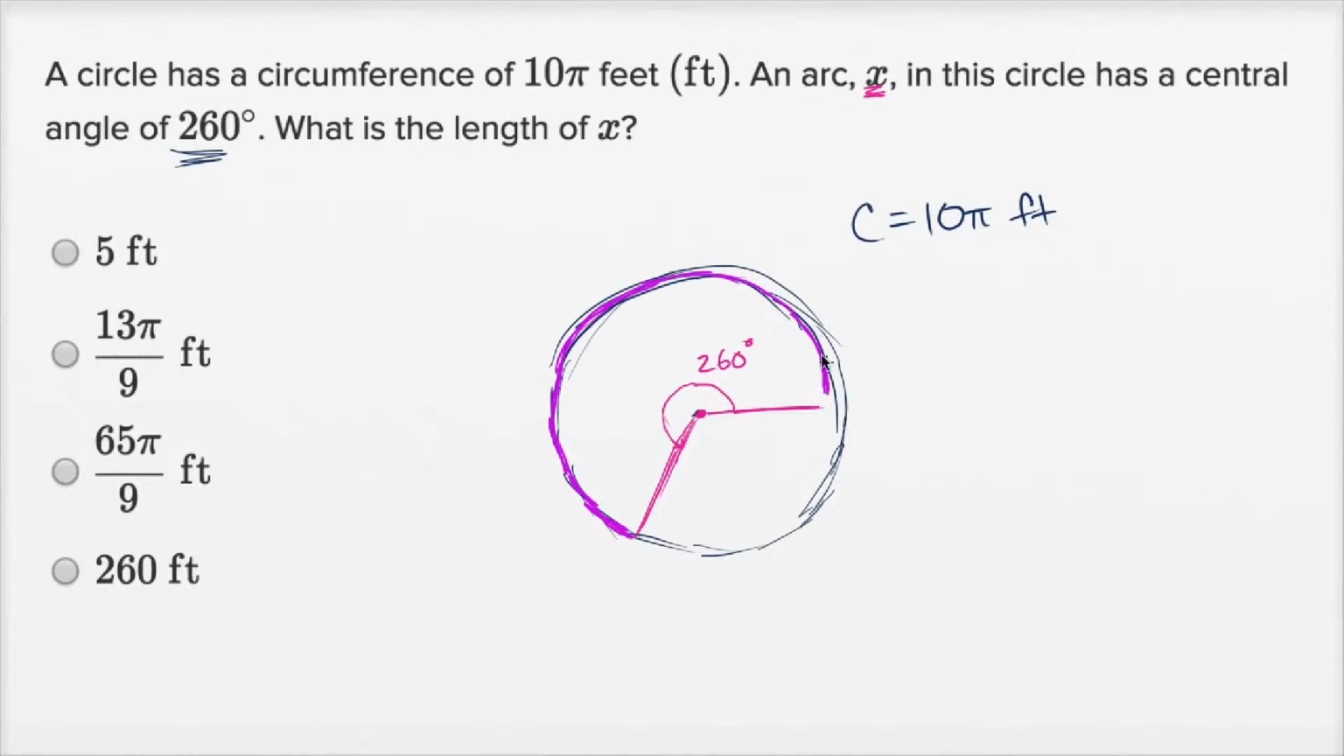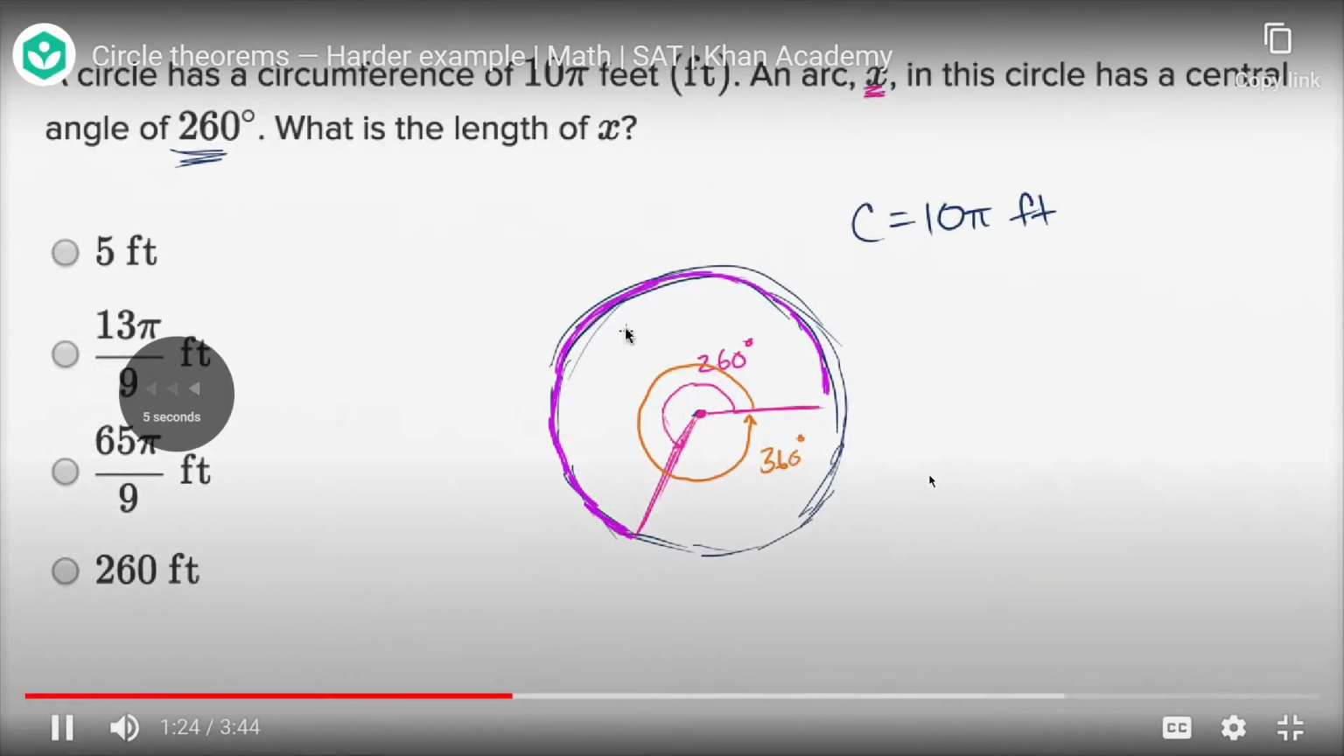What's the central angle of the circumference? Well, the circumference is going all the way around. So if you're going all the way around, that is 360 degrees. So the fraction that arc x is, the length of x is, of the entire circumference, is going to be the same fraction.